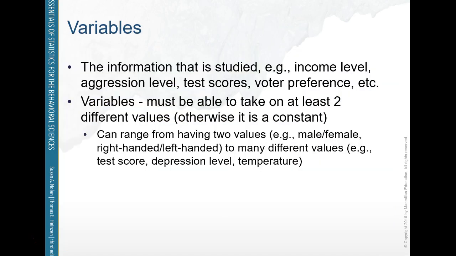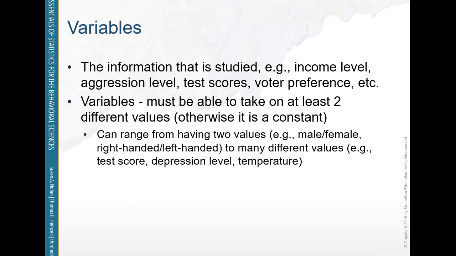Another important term is variables. We'll be talking about variables from today till the end of the semester. When you do a research study, you study variables. And variables could be anything. I could be studying income level or aggression level or test scores or voter preference. Anything can be a variable. The key for something to be a variable is that it has to be able to take on at least two values. So there has to at least be two options.